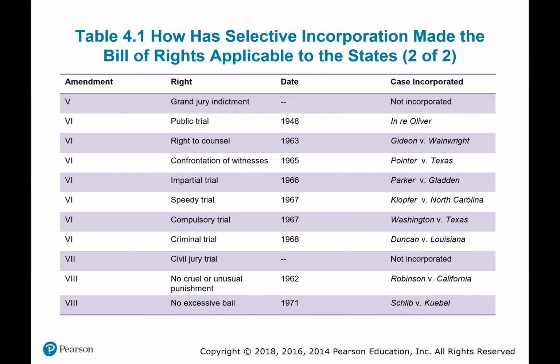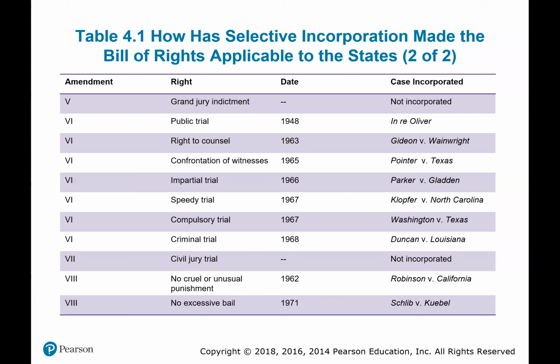Also Amendment 6, confrontation of witnesses in 1965, meaning those who are accused can confront the witnesses either through their attorney or themselves personally. And that was upheld and incorporated to the states at Pointer v. Texas. However, there are small exceptions in the case of minors who were victims of abuse. They can have closed circuit, and the person accused does not have to be in the same proximity with that person.